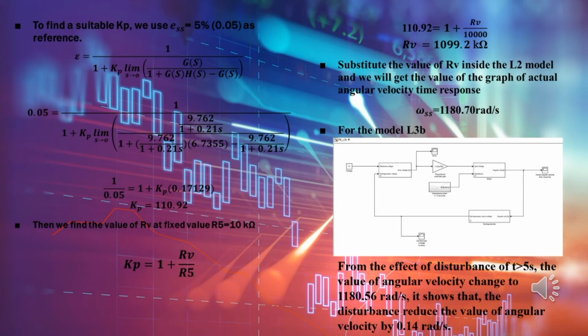So from the effect of the disturbance at t larger than 5 seconds, the value of the angular velocity changed to 1180.56 radian per second. It shows that the disturbance reduced the value of the angular velocity by 0.14 radian per second.